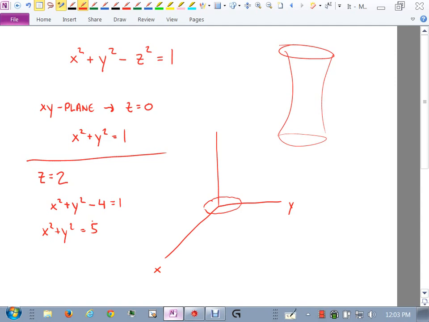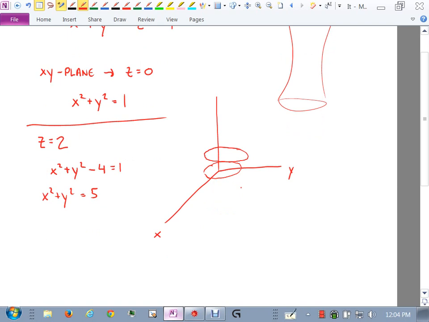You see how that works? So I would come up here and draw a trace up here. Notice I moved it up 2 units, right? And now I do it again. I move up again. I let z be 4, z be 10, whatever I want. And what happens as I start going up? What's happening here? It's just getting bigger radius.